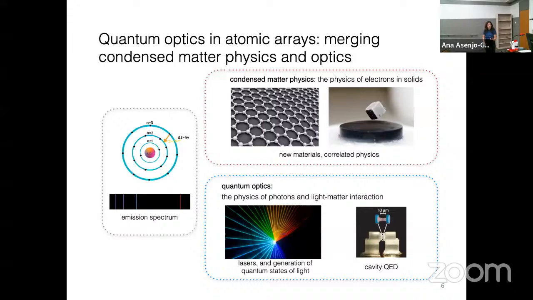And the idea behind atomic arrays nowadays is that I think they really connect these two pictures, because you have a lot of atoms together. They are going to be interacting with the optical field. But then, because of the inherent complexity of the system, new physics, collective physics, is going to arise.